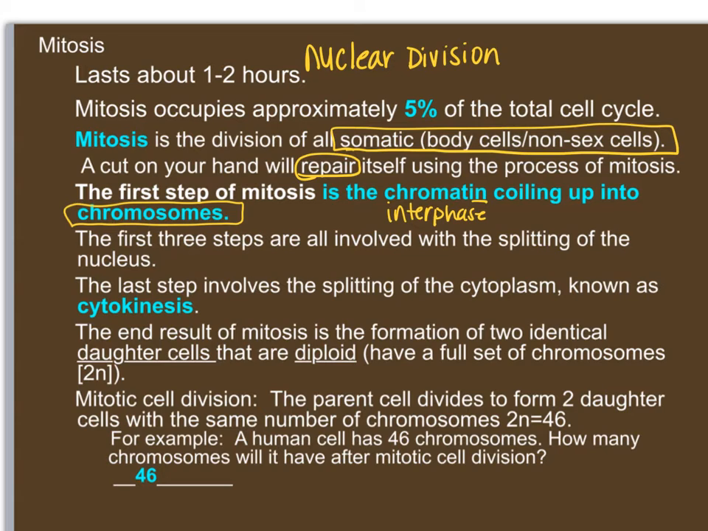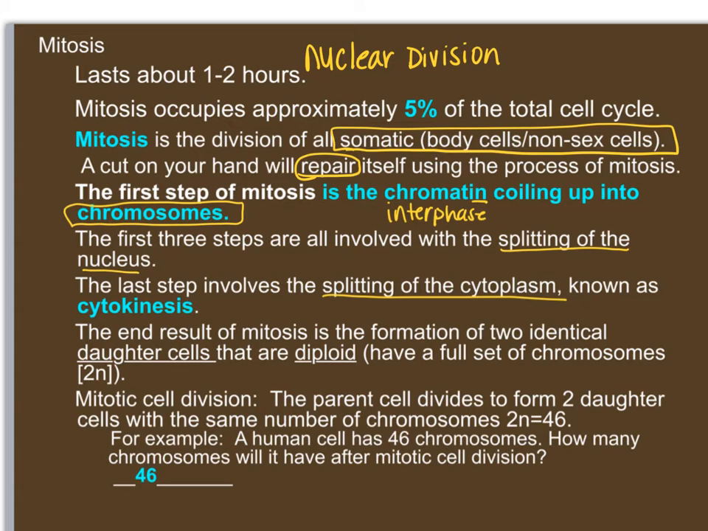The first few steps in mitosis involve splitting the nucleus. Then the last step of mitosis is going to start splitting the cell and reforming the nucleus. And then the last step of the cell cycle involves splitting the cytoplasm, which is cytokinesis. Remember, your 3 steps to the cell cycle are interphase, mitosis, then cytokinesis. In mitosis, the nucleus divides, and then in cytokinesis, the cytoplasm divides.